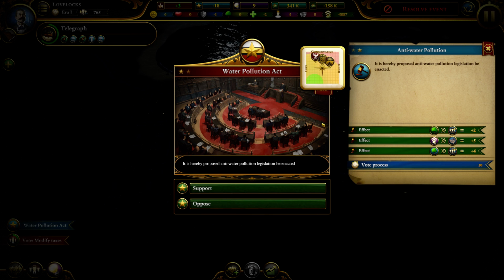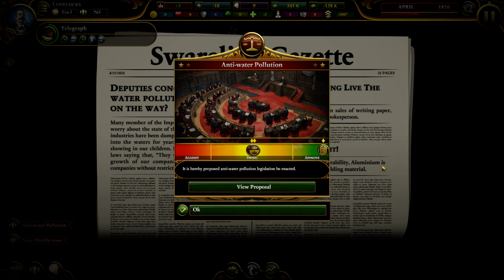I'm gonna oppose it. Hereby propose anti-water pollution legislation be enacted.